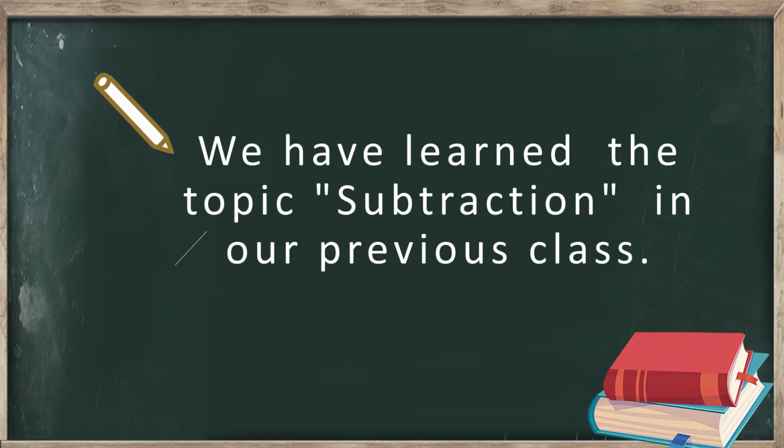Subtraction means taking away. For example, 5 minus 3. From 5, take away 3. 5 minus 3 is equal to 2. If we take away 3 from 5, we get 2 as our answer.